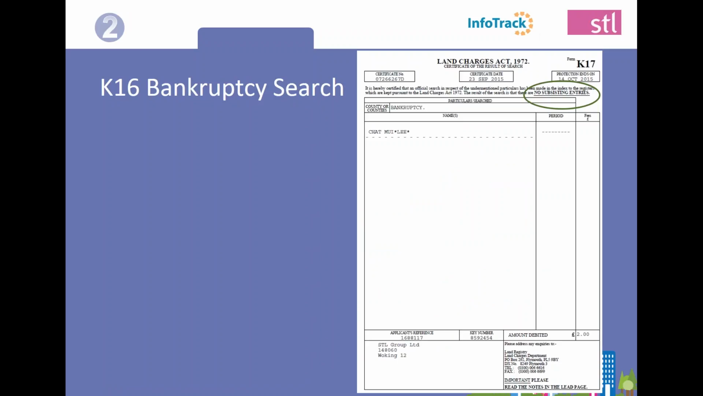The K16 Bankruptcy Search is shown there. K16 is actually the name of the form at the Land Registry that you request the search on, and then it comes back as a K17. That should be done at the beginning of the sale. This is the seller's conveyancer doing this. It also is done prior to exchange on a purchase if there is no mortgage involved. And this is obviously telling you whether a client is bankrupt.